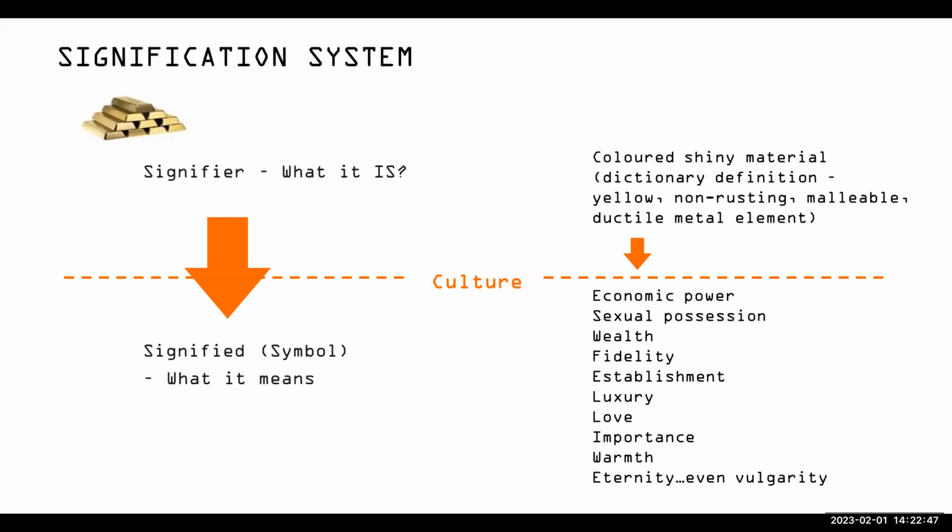It symbolizes love, it symbolizes importance. If you walk in with a gold chain, it's important. It's warmth because it's yellow, and the color yellow has codes of warmth. It's even eternity, even vulgarity, because if you load yourself with too much gold, it looks gross, it looks crass. So there are so many meanings it takes on when it's used by different people in different situations. But what was it originally? It was just a yellow metal.